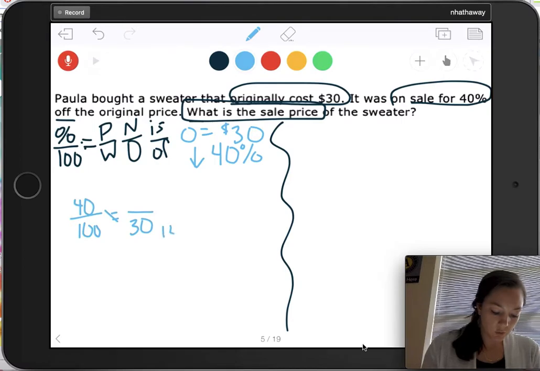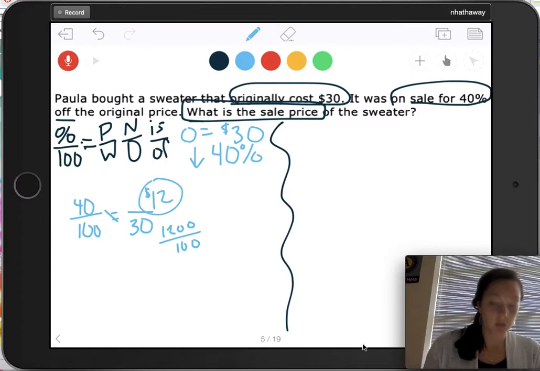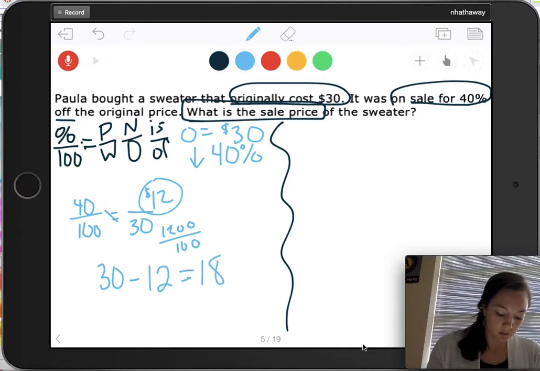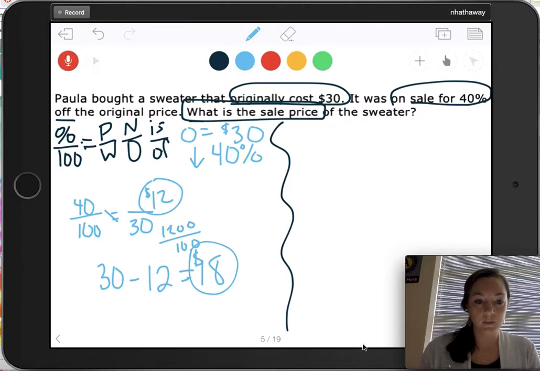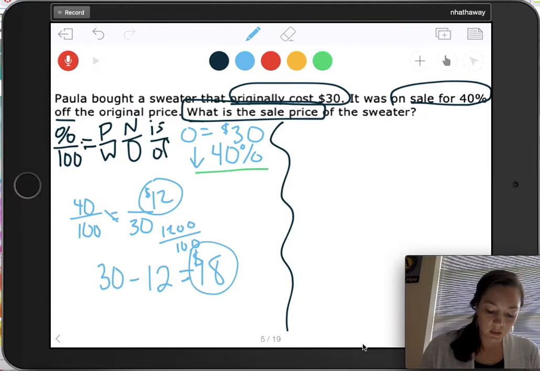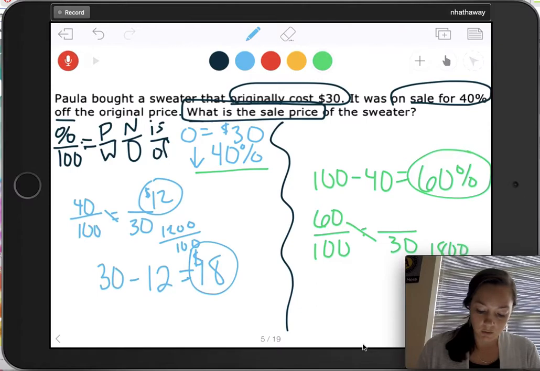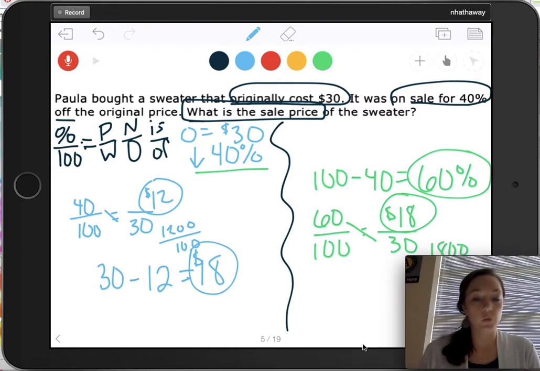40 times 30 is 1,200. Divide by 100 and you get $12, which is how much it's off. So then you would say 30 minus 12 to get $18 as our total cost after the discount. Another way we could do this, again, if it's a decrease of 40%, I could say 100 minus 40 to find 60% as my total for my new price, and then 60 over 100 is equal to something over 30. I get 1,800 when I multiply these, and I get 18 as my final answer here. Whichever one works for you, again.